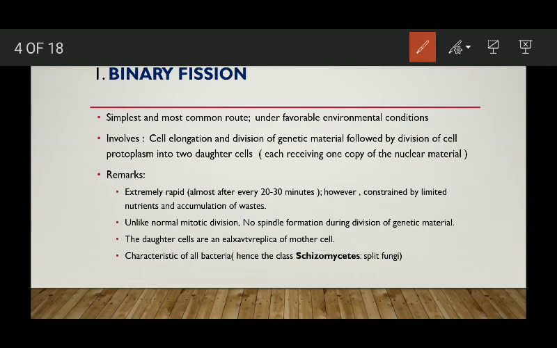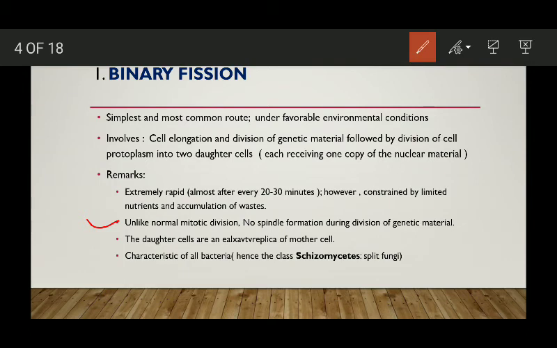Unlike normal mitotic division, in binary fission no spindle formation occurs during division of genetic material. Remember, this is very much important. In binary fission, there is no spindle formation during the replication of genetic material, while in case of normal mitotic division, spindle formation happens.